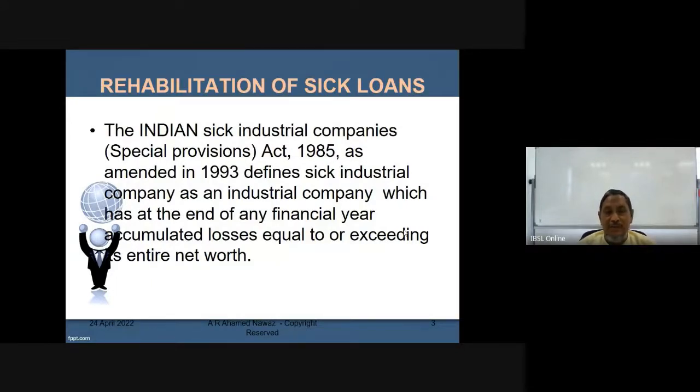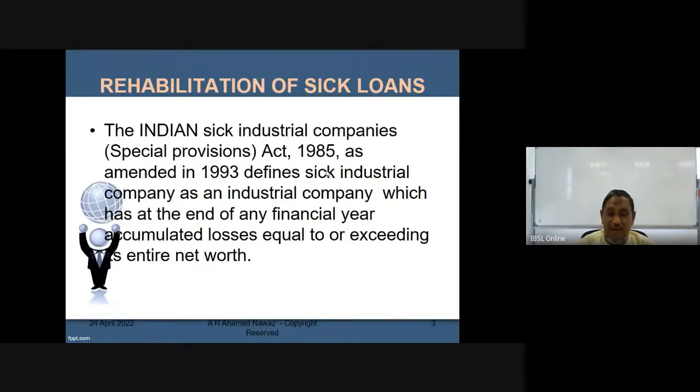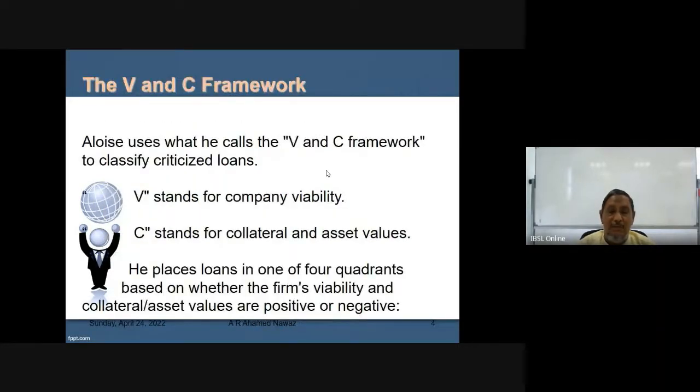According to the Sick Industrial Companies Act in India, how do they define a sick industry? Industry sickness means the company has accumulated losses equal to or exceeding its capital or entire net worth, then it is considered a sick industry according to the Act. So what is a sick industry? How do we identify a sick industry?